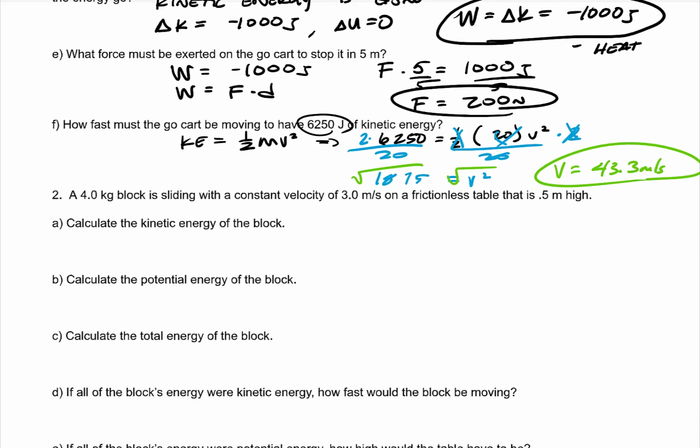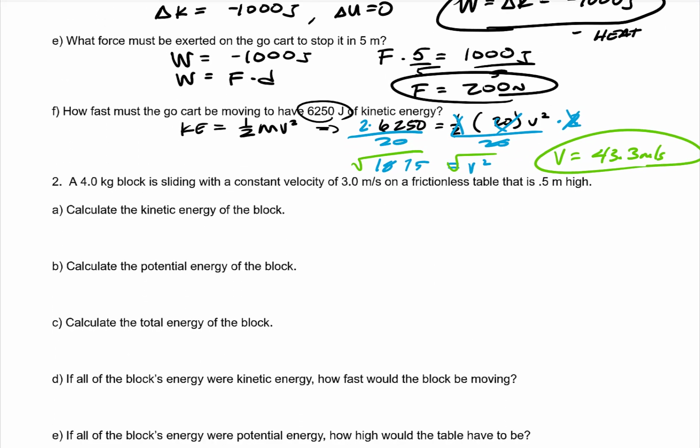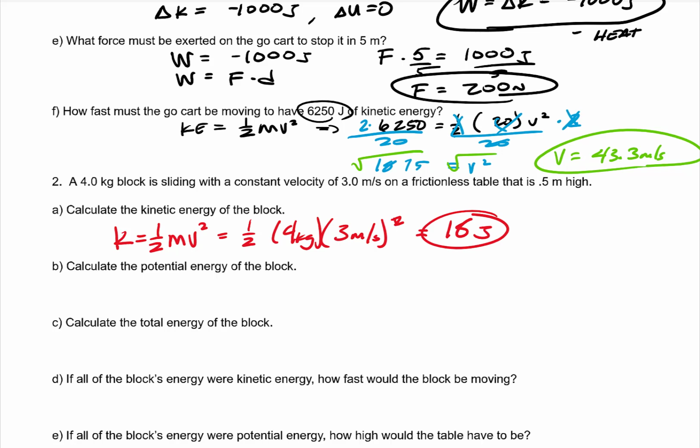Question 2, a block is sliding with this speed, 3 meters per second, on a frictionless table 5 meters high. Calculate the kinetic energy of the box. Kinetic energy is 1/2 mv squared. So it's 1/2 times 4 kilograms times 3 meters per second, whole thing squared. So the kinetic energy comes out to be 18 joules.